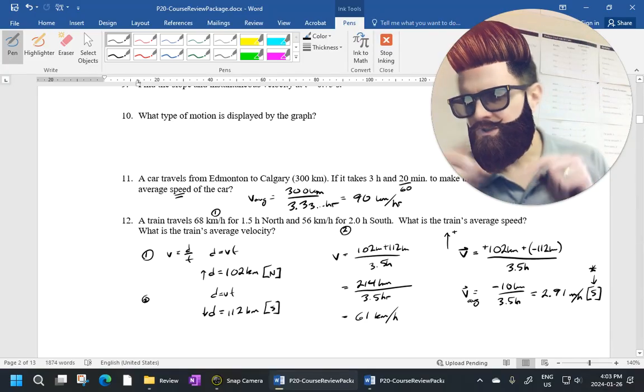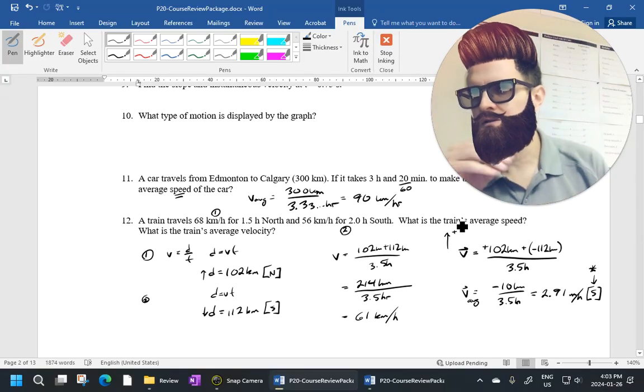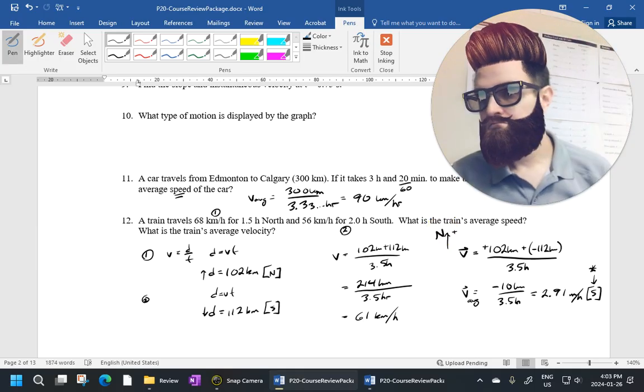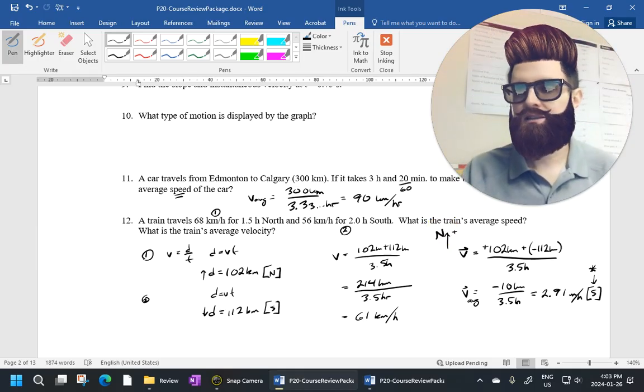Okay? So be careful about when you use a sign convention and when you don't use a sign convention. Speed, distance traveled, velocity is displacement.